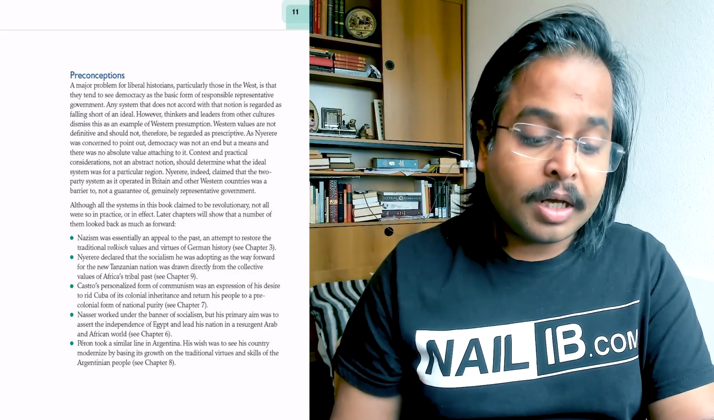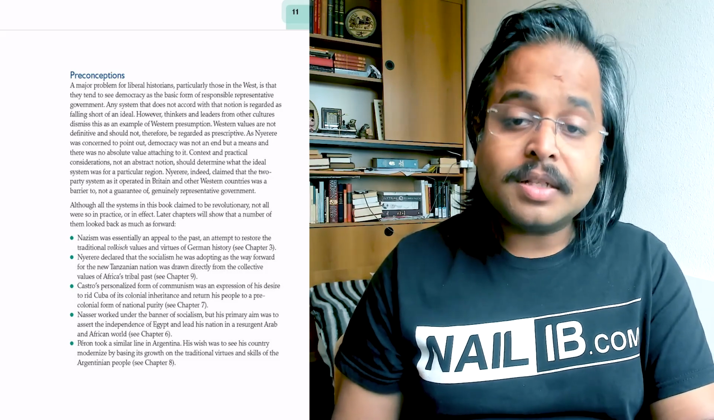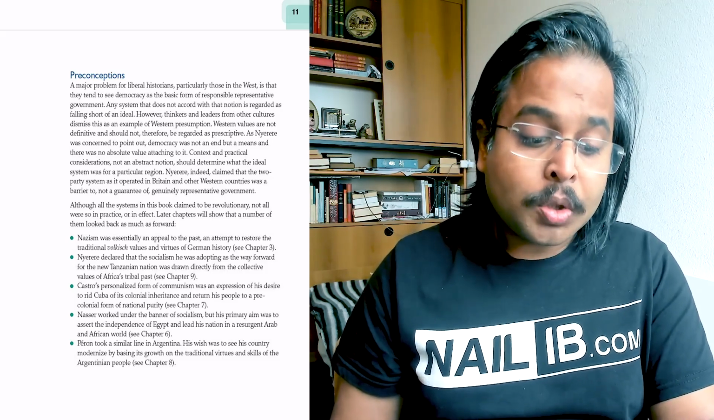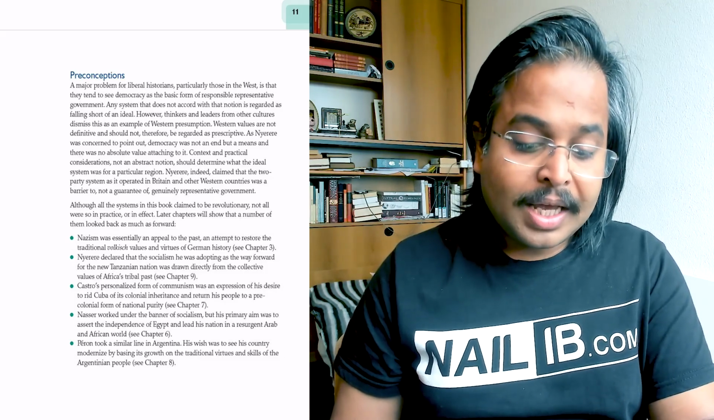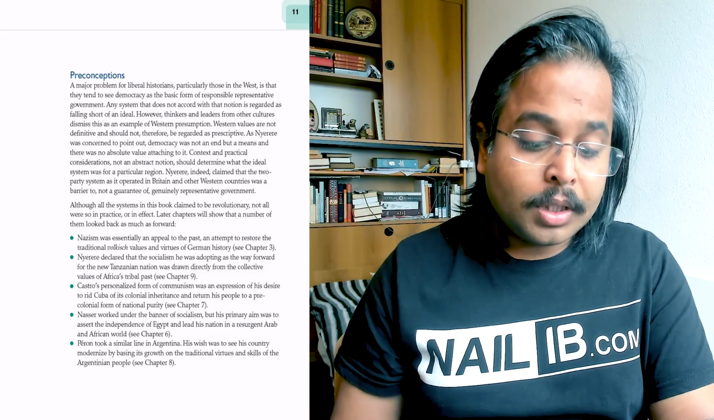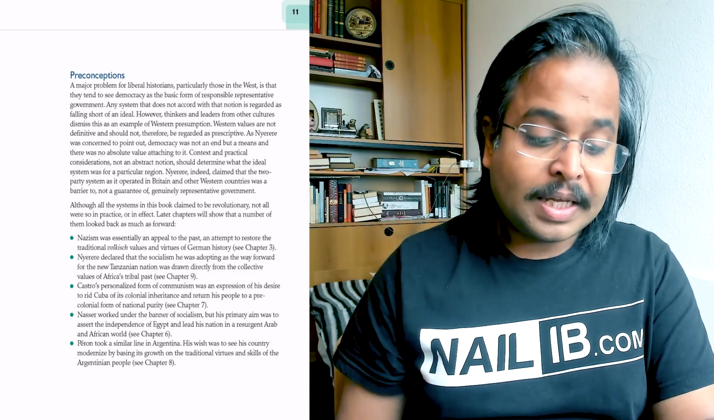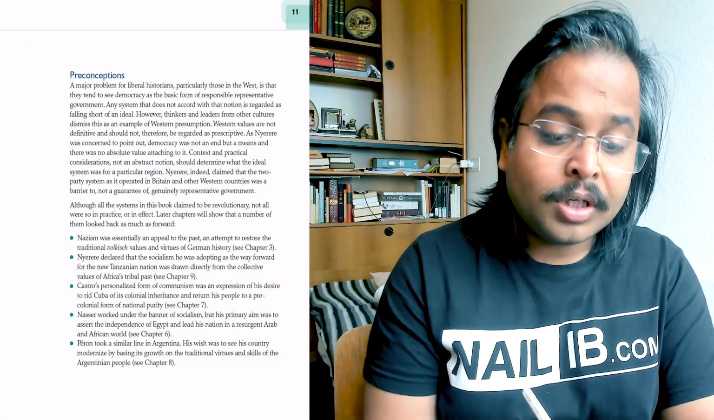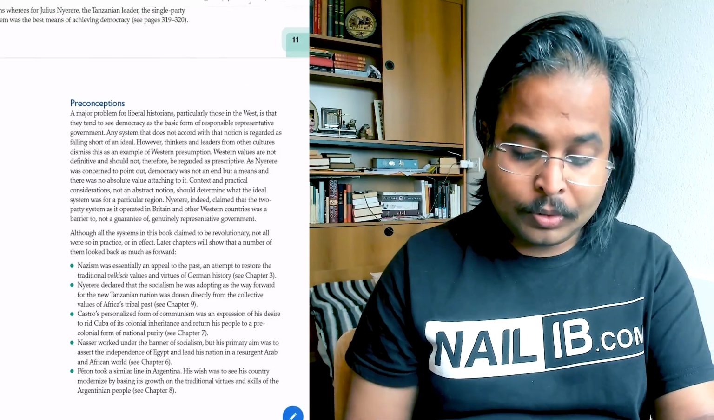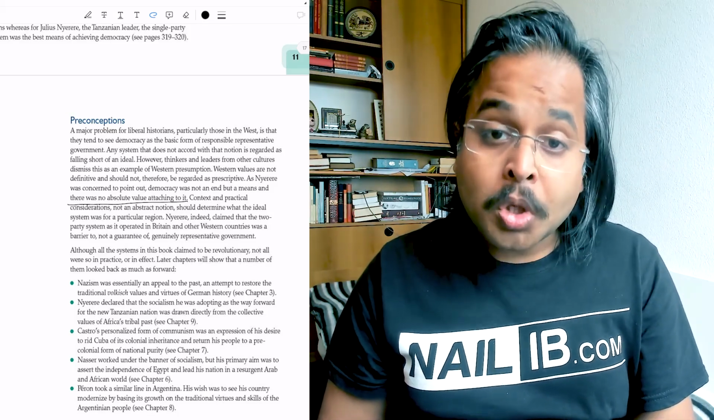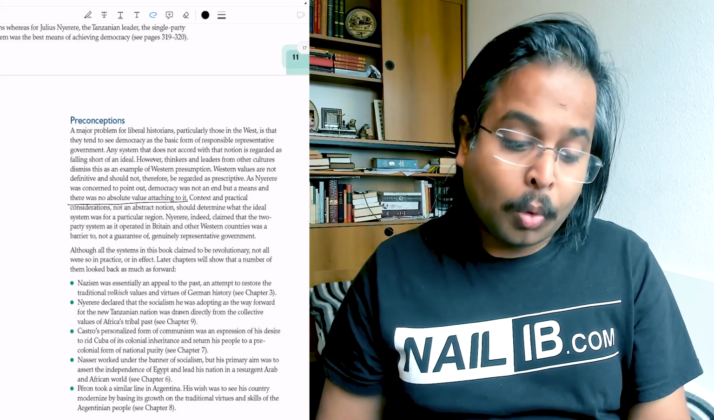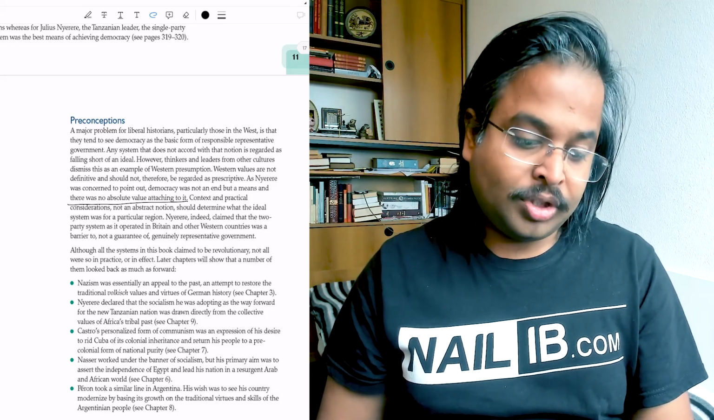However, thinkers and leaders from other cultures dismiss this as an example of Western presumption. Western values are not definitive and should not therefore be regarded as prescriptive. As Nyerere was concerned to point out, democracy was not an end but a means, and there was no absolute value attaching to it. So there's no way that one can attach absolute value to things which are only being interpreted from a Western perspective. So there should be no absolute value attached to democracy. Context and practical considerations, not an abstract notion, should determine what an ideal system in a particular region is like.